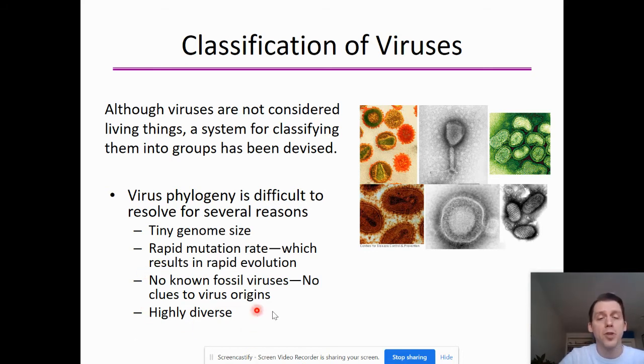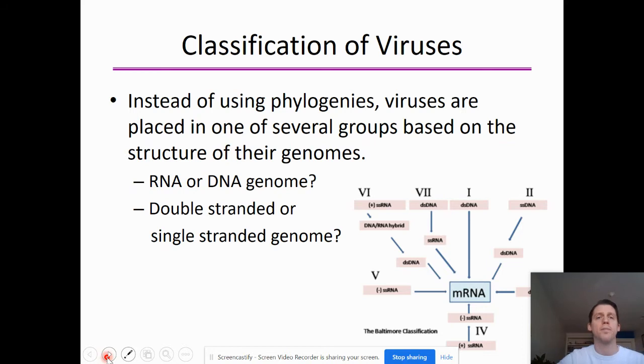We don't know of any fossils of viruses, so we don't really have too many clues into their origins, and they're very diverse, so they're hard to classify. Some of the ways that we can classify viruses are based on whether they have RNA or DNA as their genetic material, and whether they are double-stranded or single-stranded.